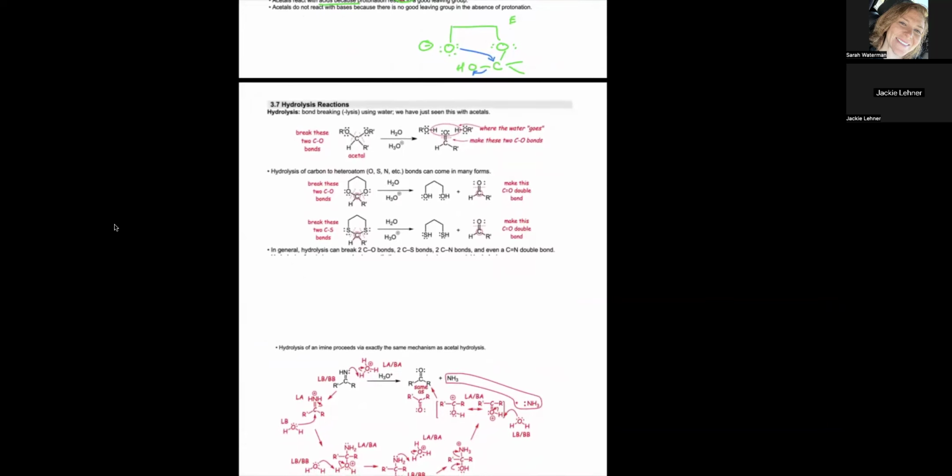Yeah, so I was just wondering if you could explain how you know where to break the bonds. Like, why is it that it's always next to the carbon?